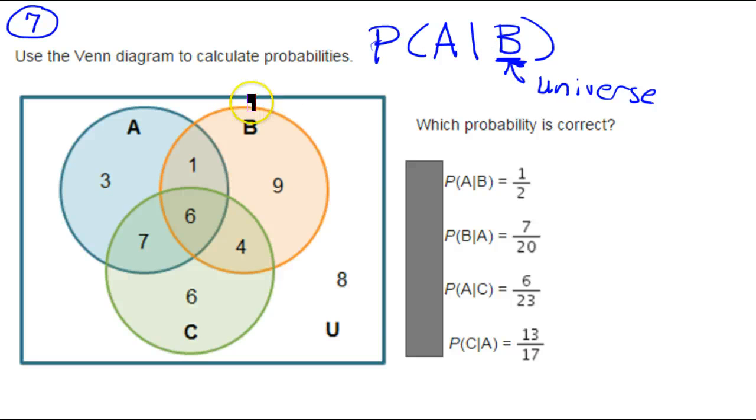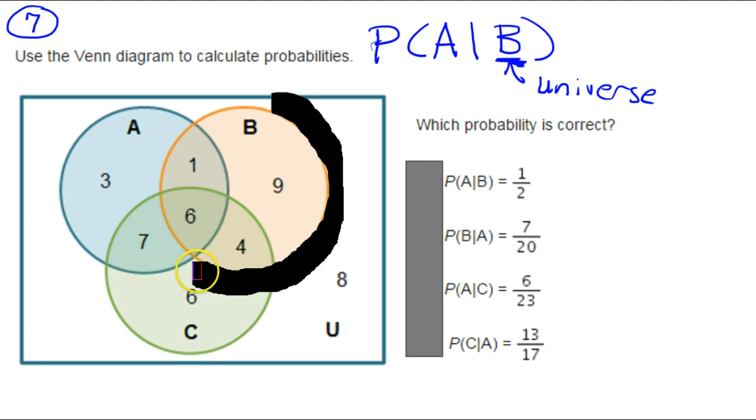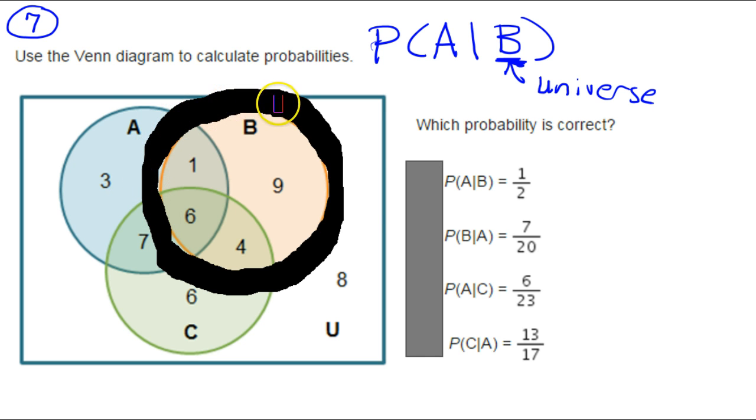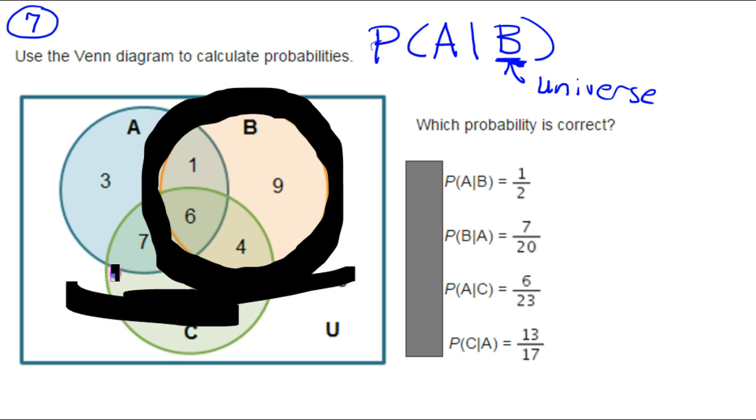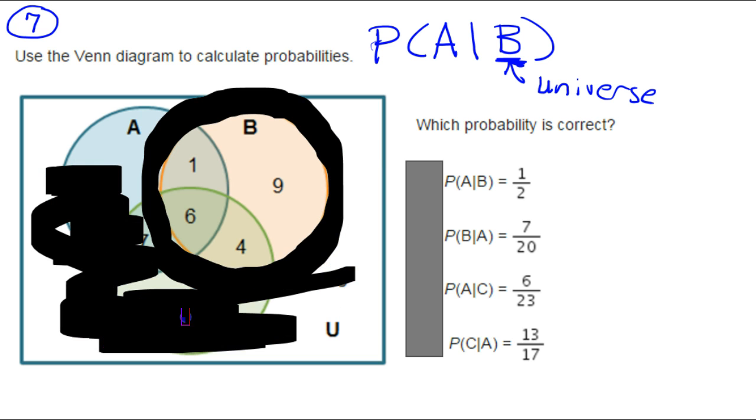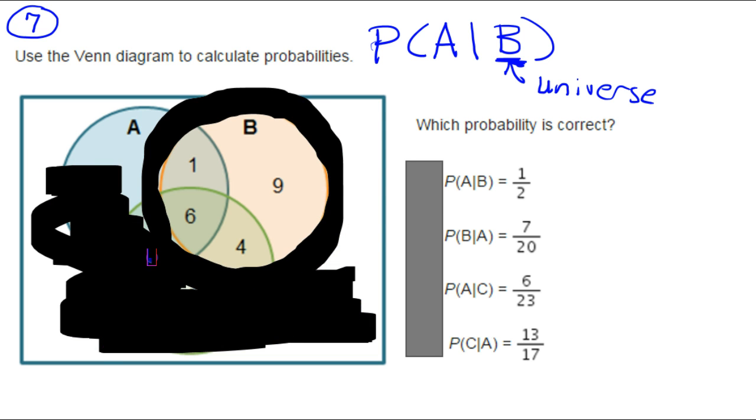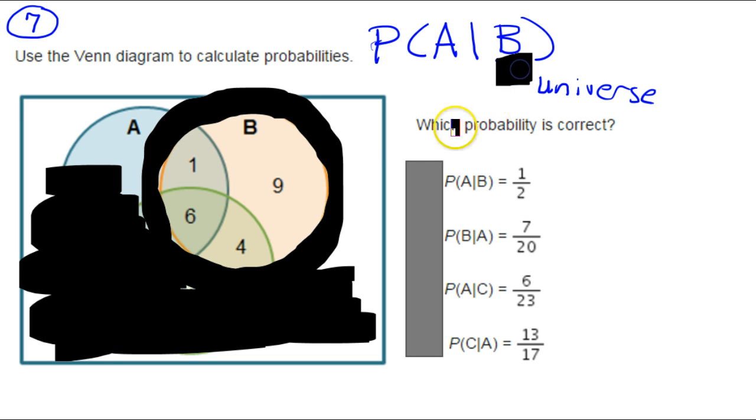We forget about, well, okay, remember that the blue circle here is A, okay? But other than that, we forget about everything outside of this. Everything outside of B is gone. Only what is inside of B matters anymore. Forget about all of this out here. Just focus your eyes on B, because that is the universe.